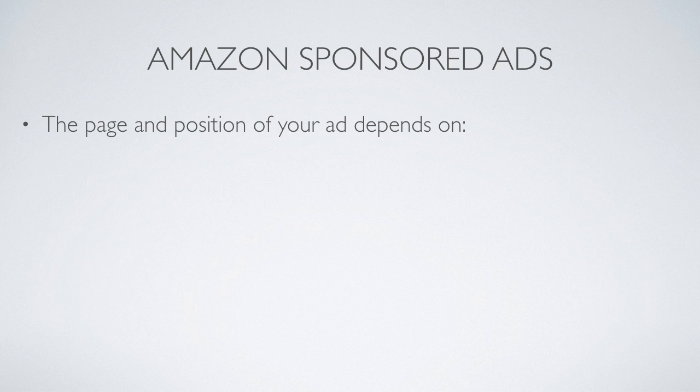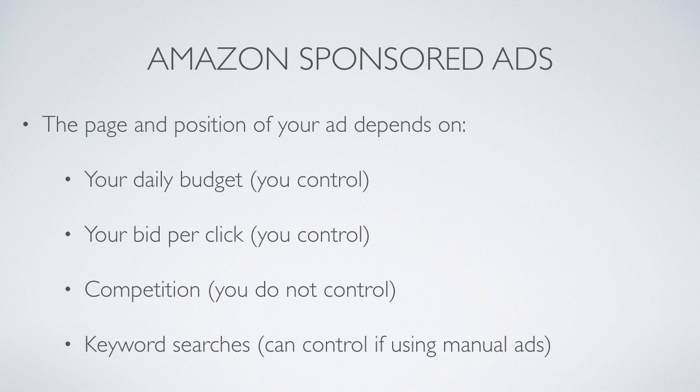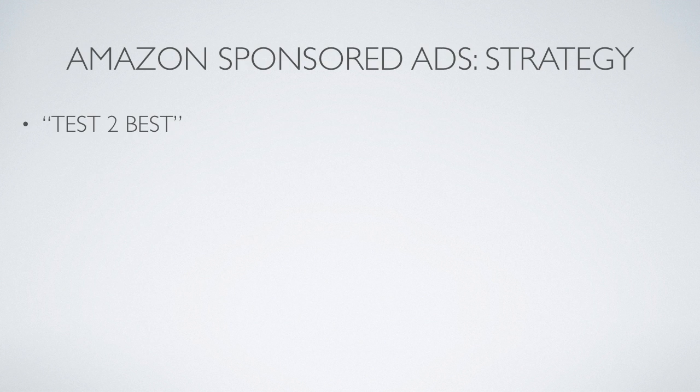So the page and the position of your ad depends on your daily budget, which you control, your bid per click, which you control, your competition, which of course you do not control, and your keyword searches, which you may be able to control if you're using manual ads, which we'll get into later. Okay, so again, to reiterate, there are different pages. So there's page 1, page 2, page 3, depending on what keyword is searched. And there are also different positions of the ads, right? Whether it's horizontal or vertical, and what spot you get on the horizontal or vertical ad, that depends on all of these different factors.